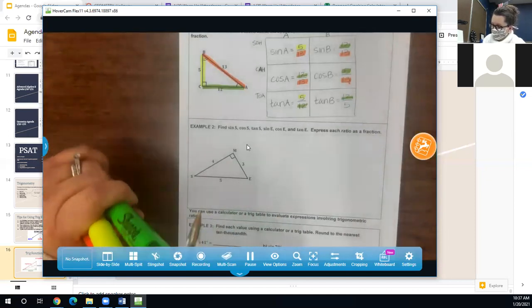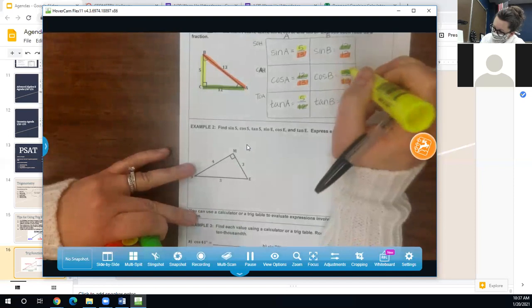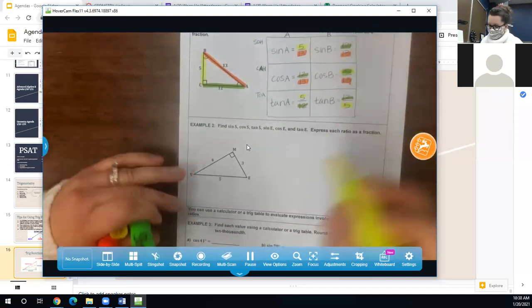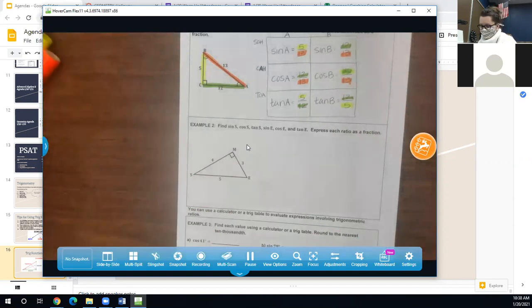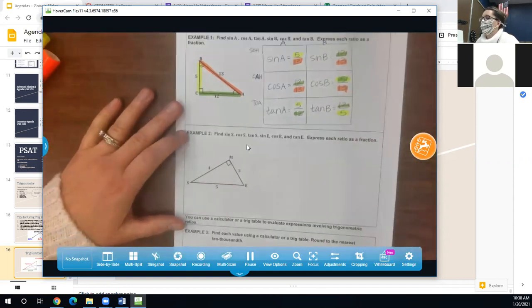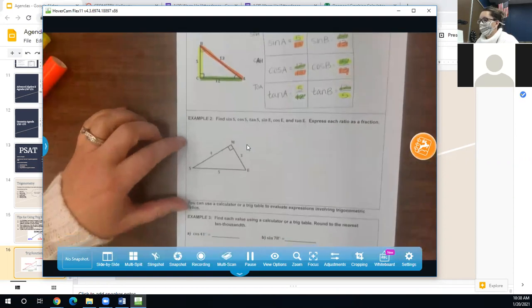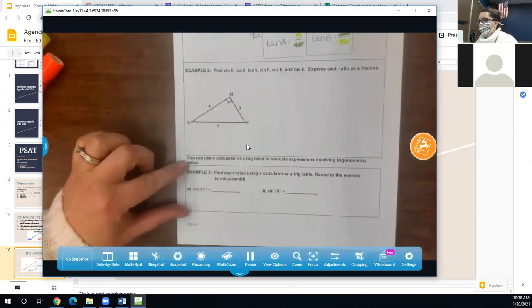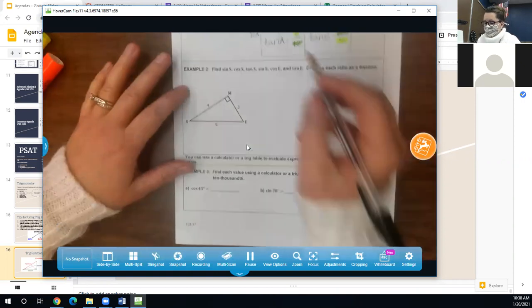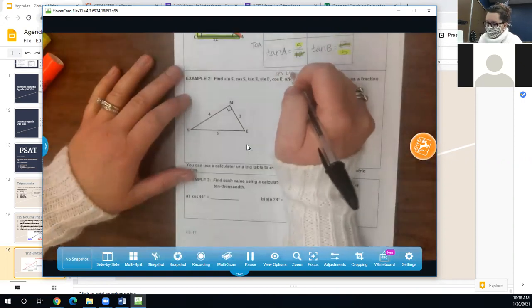Oh, y'all, did you notice that I colored on the wrong one? Sorry about that. I knew I was gonna do that. If I held all the highlighters in my hand, I was gonna mess it up. Okay, go on and do example number 2. And then what we're gonna do is go to example 3. So this one's gonna be on your own.